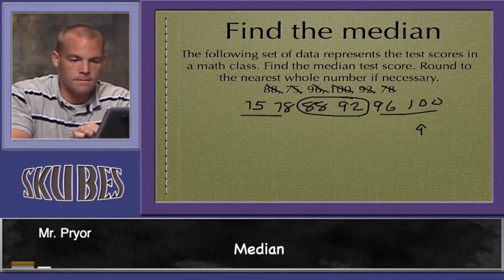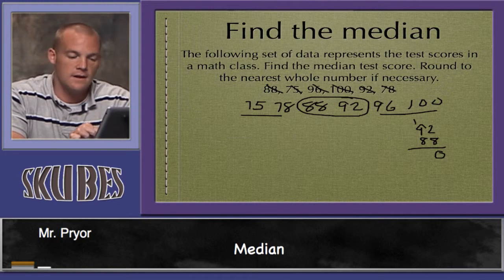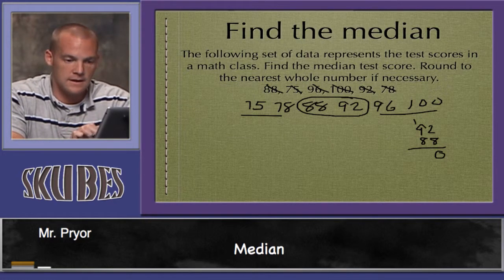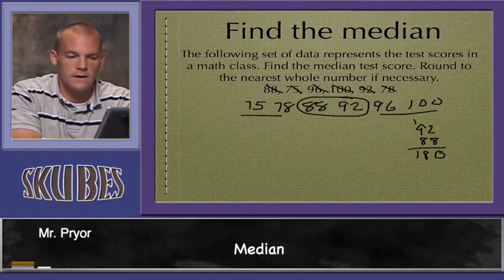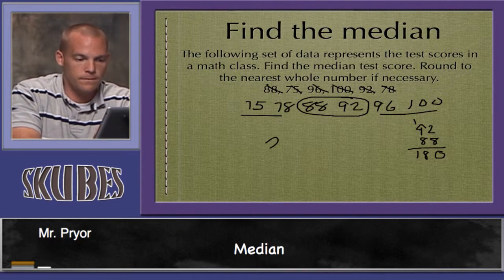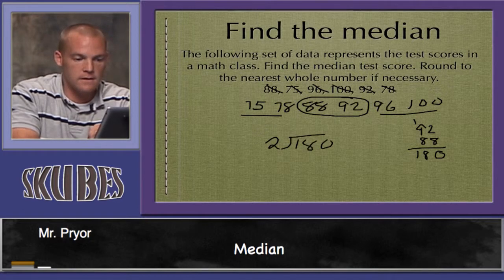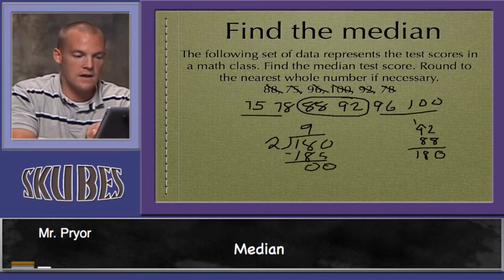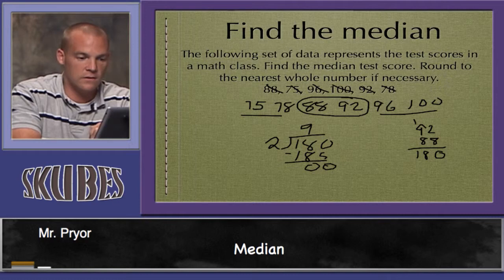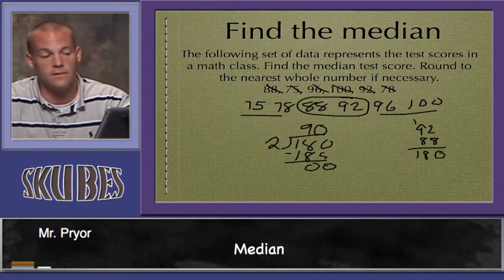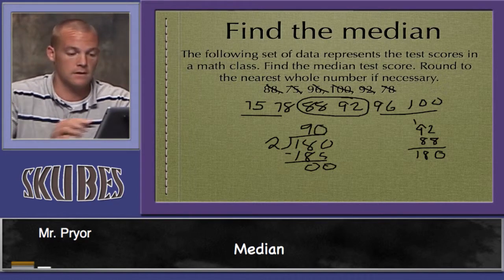So let's add those up. 92 plus 88: 8 plus 2 is 10, carry the 1. 9 plus 1 is 10, plus 8, and that's going to be 18. So we end up with 180. Now we can divide that by 2, and that'll give us our median. 2 goes into 18 9 times. 9 times 2 is 18. Bring down your 0, and 2 goes into 0 0 times, so we get an answer of 90 for the median for this particular set.